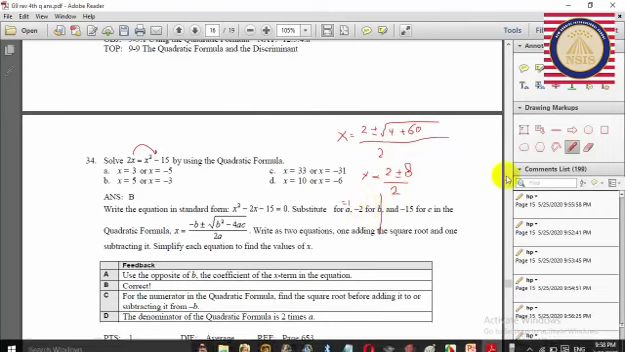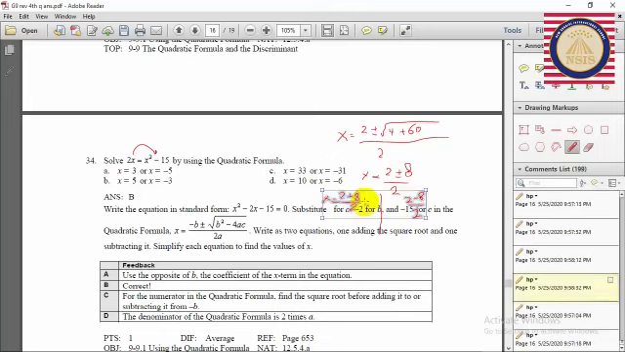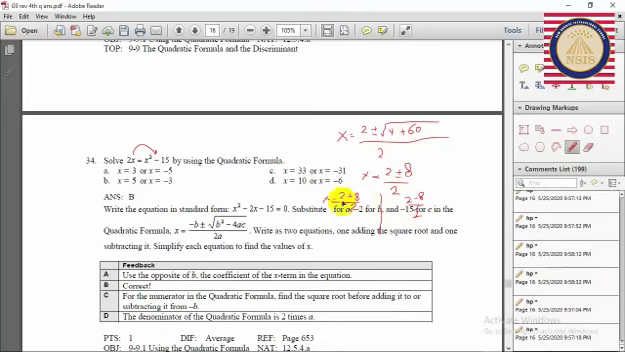2 plus 8 over 2, and 2 minus 8 over 2. 2 plus 8, which is 10, 10 over 2, which is 5. Here it's equal 5. 2 minus 8, negative 6. Negative 6 divided by 2, negative 3.